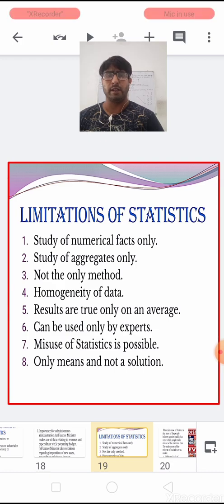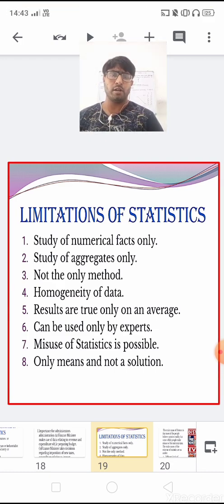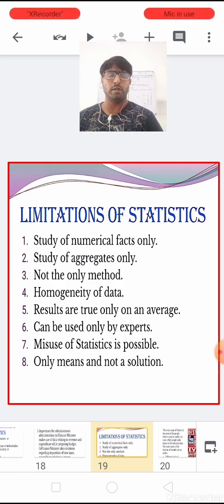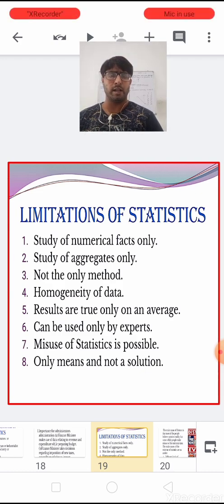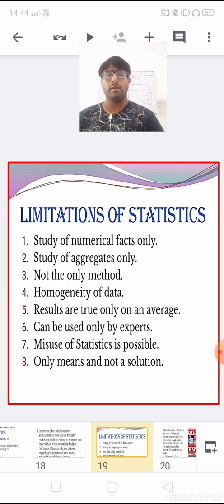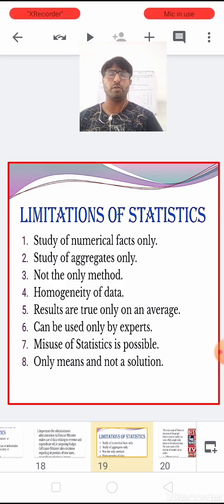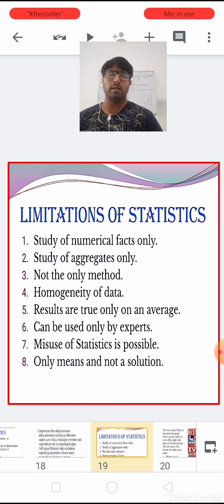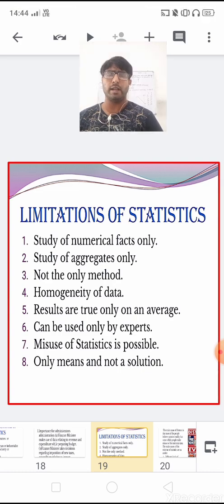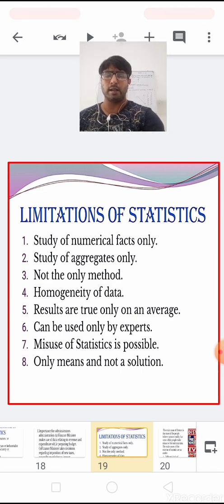Study of aggregates. Children, statistics does not deal with individuals. Statistics deals only with aggregates of facts, and no importance is attached to individual items. For example, the marks of one student of a class do not constitute any statistics. But when the average marks are taken from the entire class, then it is called statistics.